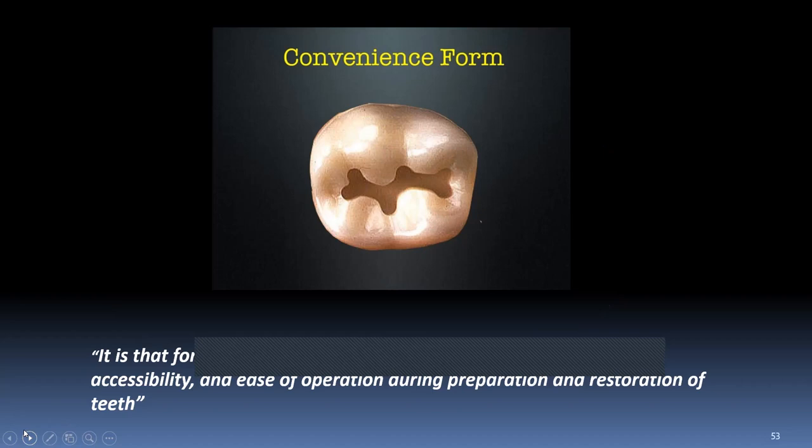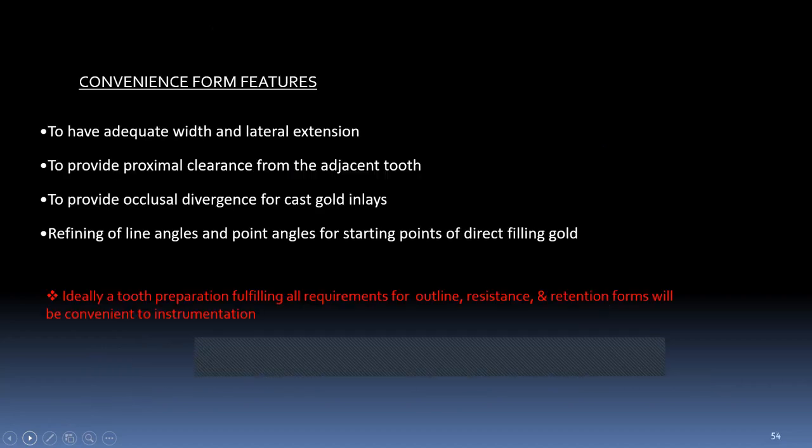Next is a convenience form. Convenience form can be defined as that form which facilitates and provides adequate visibility, accessibility, and ease of operation during preparation and restoration of the tooth. The convenience form features include adequate width and lateral extension of the cavity.